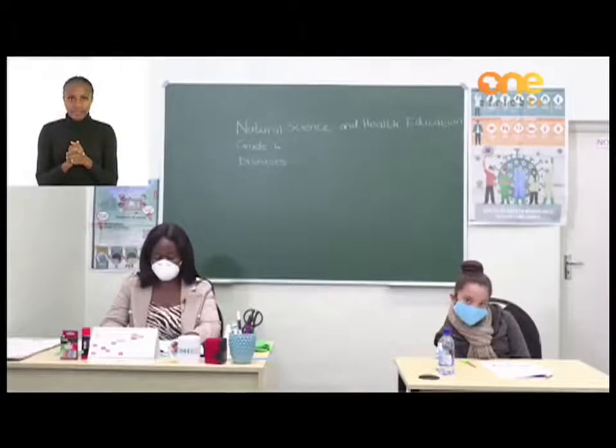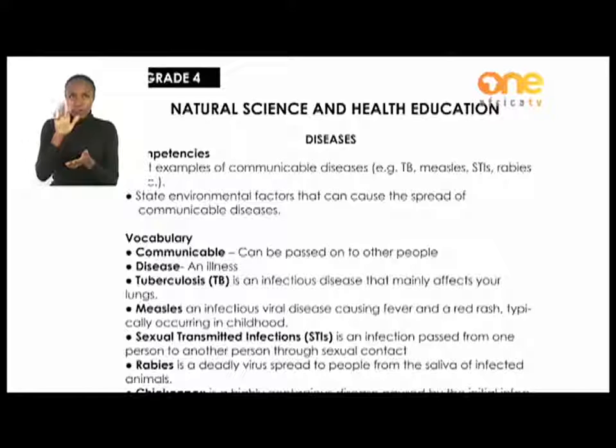Let's turn to page 15. Let's look at the competencies. At the end of the lesson, you must be able to list examples of communicable diseases. For example, TB, measles, STIs, rabies, etc. You must be able to state environmental factors that can cause the spread of communicable diseases. During our lesson, we'll be using some new words that I want you to understand.